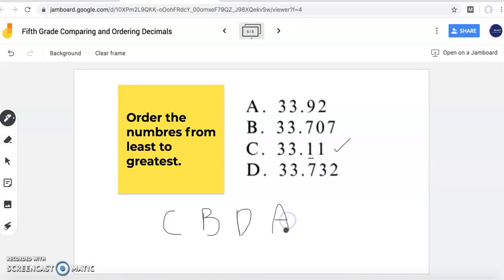Now notice I'm organizing these from least to greatest. It is very important when you're doing these problems that you are reading the directions. Sometimes it will be least to greatest, sometimes it will be greatest to least. Regardless, it is still the same steps. Work your way from left to right to help you identify and order and compare these numbers.